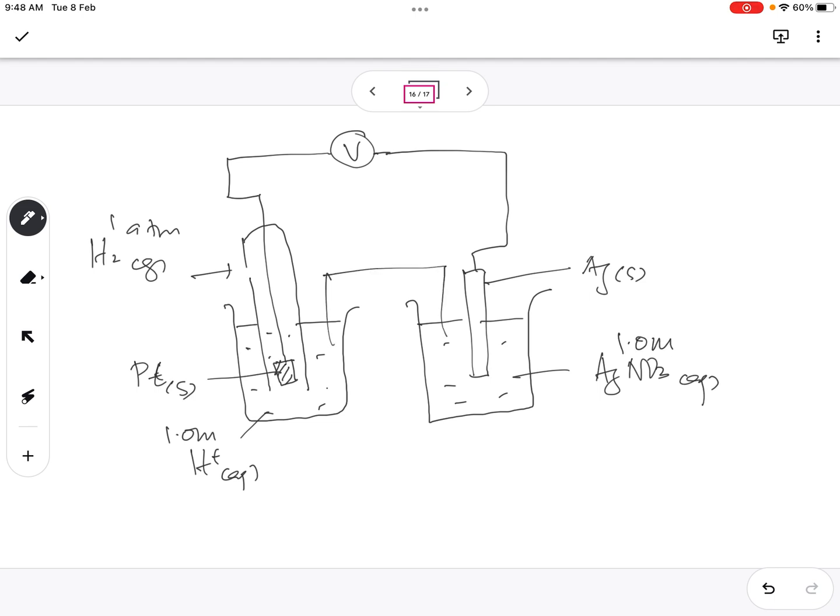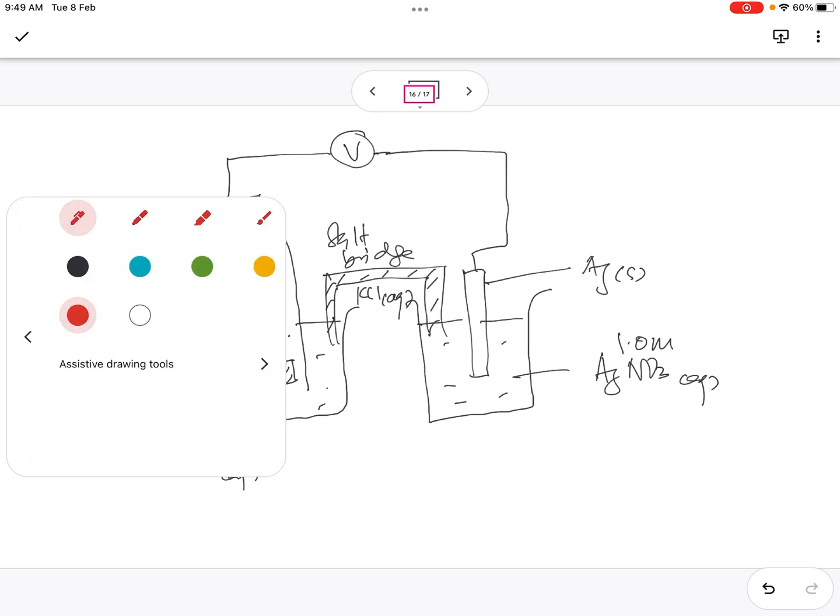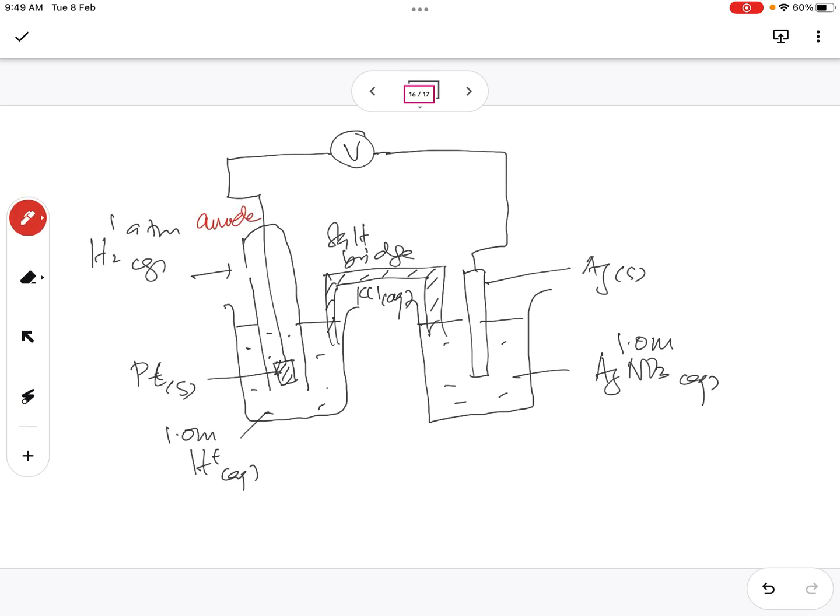Then we have salt bridge. Okay, salt bridge. And this is potassium chloride aqueous. Potassium chloride aqueous. Okay, and what else? Okay, this is anode negative. This is cathode positif. Elektron keluar daripada sini masuk ke sini.